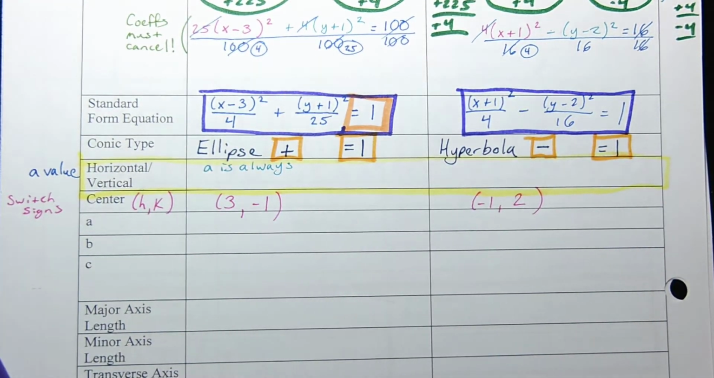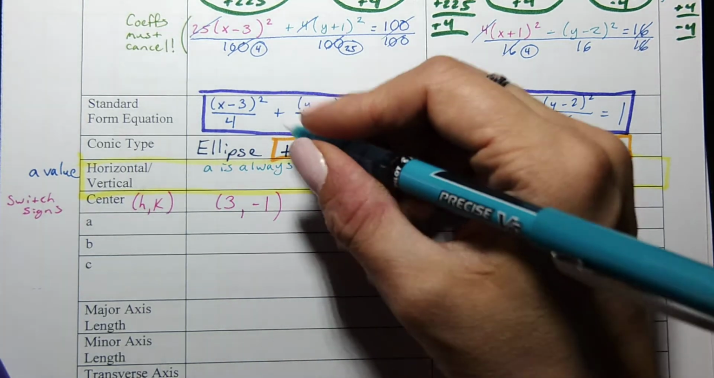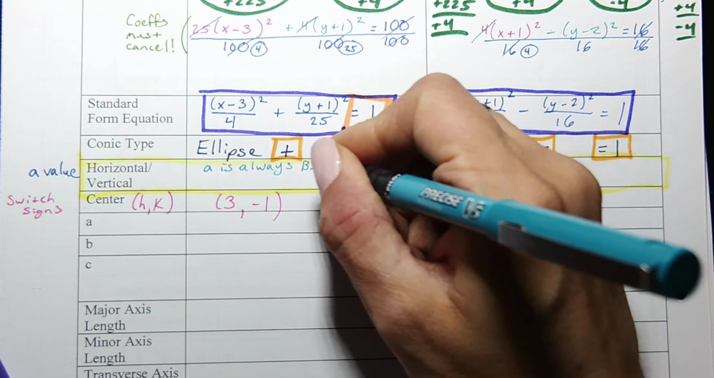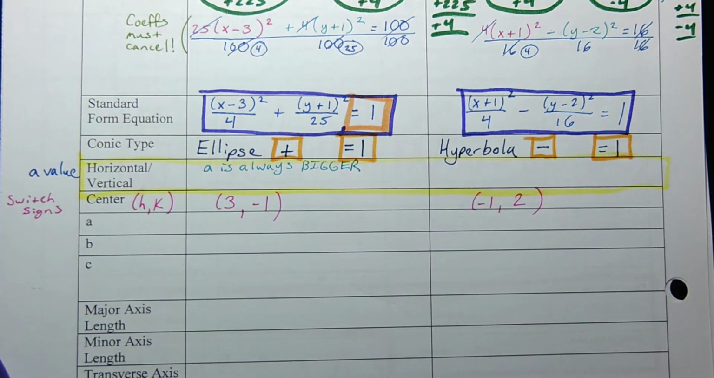can anyone complete that phrase? Close. For an ellipse, a is always bigger. So that bigger a value, the major axis, a is always bigger for an ellipse.